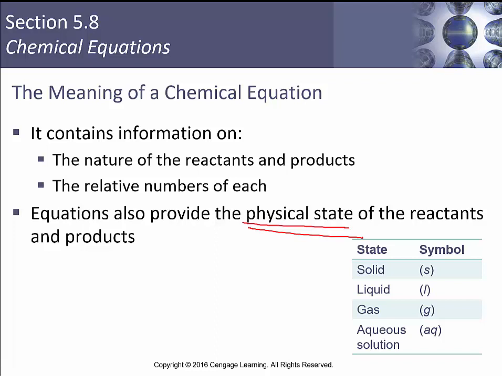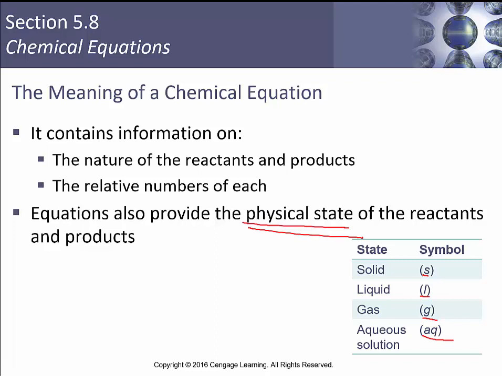We've got 3 main symbols that we're going to use. If something is a solid, we're going to give it a symbol S. If something is a liquid, we'll give it a symbol L. If something is a gas, we'll give it a symbol G. And if something is an aqueous solution, we will give it the symbol AQ for aqueous. Or sometimes we will leave that out altogether because there are so many reactions that happen in aqueous solution that sometimes we'll just leave it out.